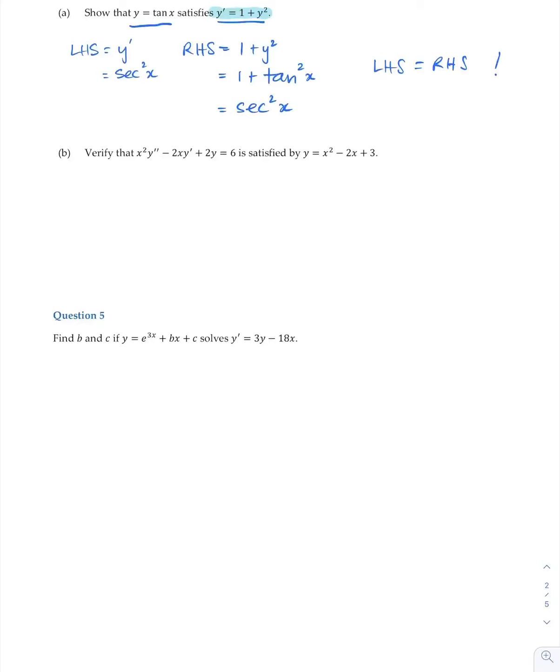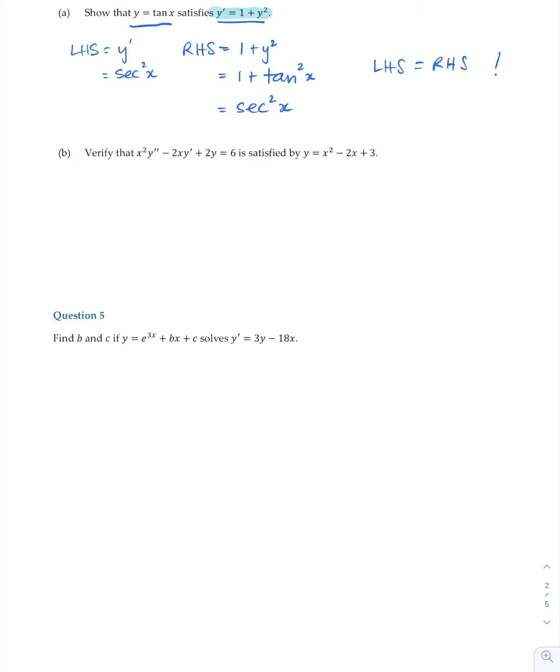Now, what about this one? Oh, and I should say, we don't know if that's the only solution to that, but it's a solution to that differential equation. Question B: verify that x squared y double dash minus 2x y dash plus 2y equals 6, so very complicated, is satisfied by this value of this function y.